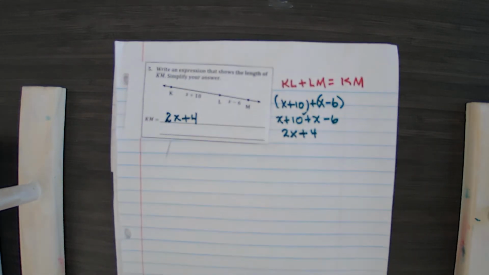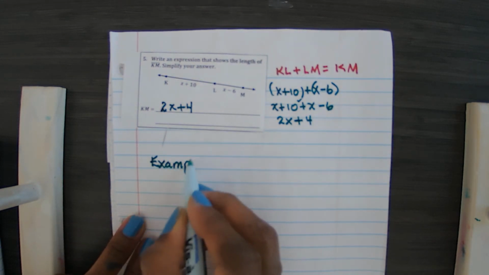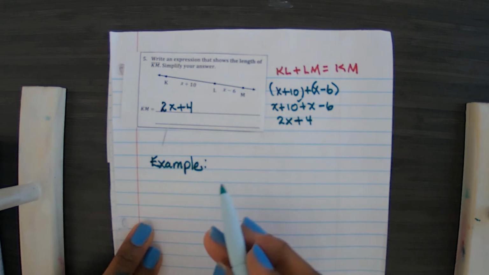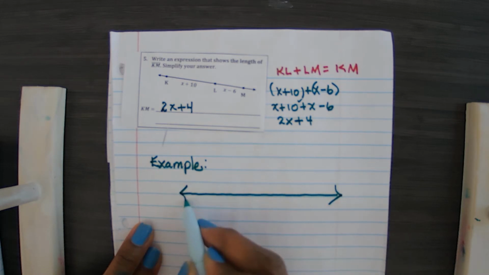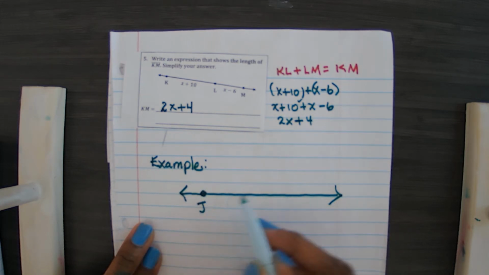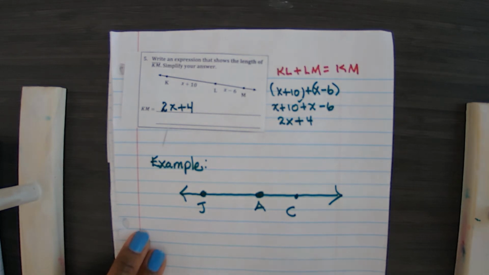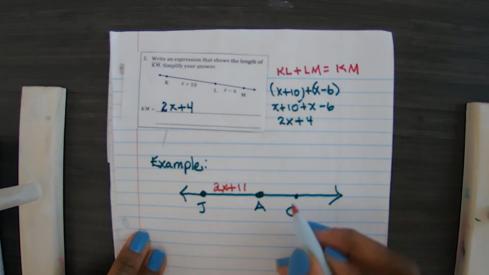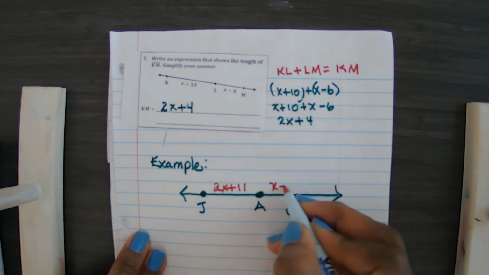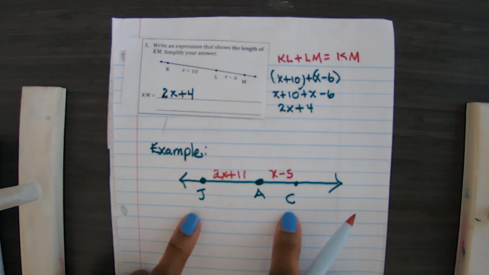Okay, let's do another one. Here's an example. I want to have plenty of examples. Okay, this is JAC. This is a line, 3 collinear points, J, A, and C. JA has a length of 2x plus 11. AC has a length of x minus 5. I want to find the length, the total length of JC.